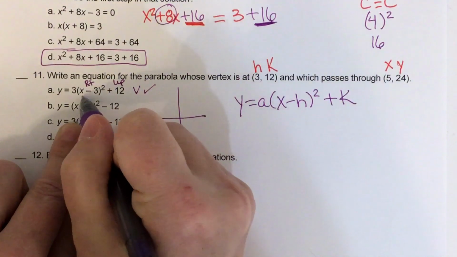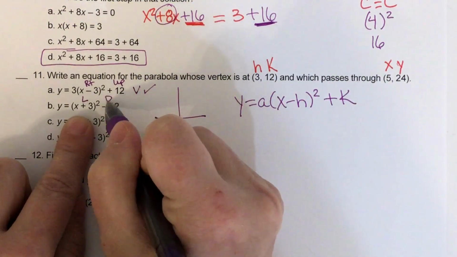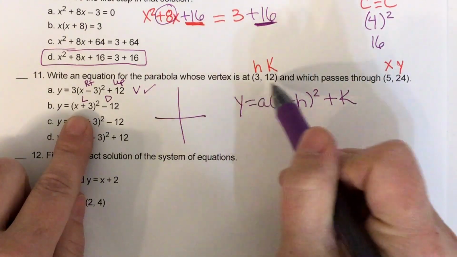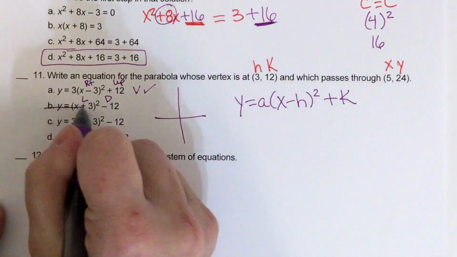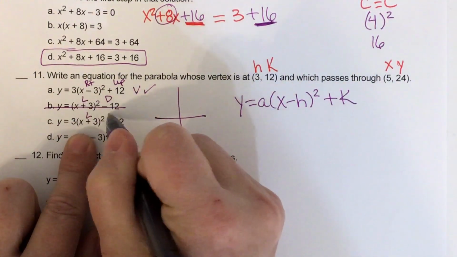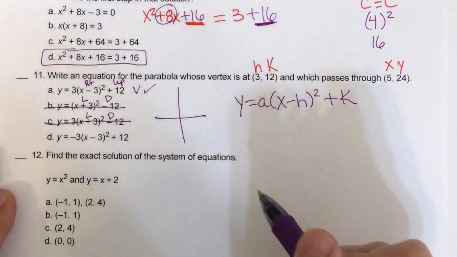Well, if you were at (0, 0), and you went right 3 and up 12, would you land at (3, 12)? Yes. So this one has the right vertex. So vertex, check. Looks good. This one would go left 3 and down 12. Well, if you went left 3 and down 12, you would not be at (3, 12). So this one does not have the vertex right. This one also goes left 3 and down 12, so the vertex is not right.